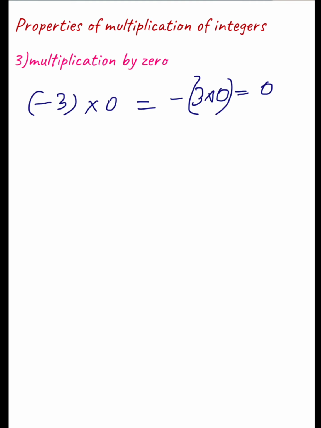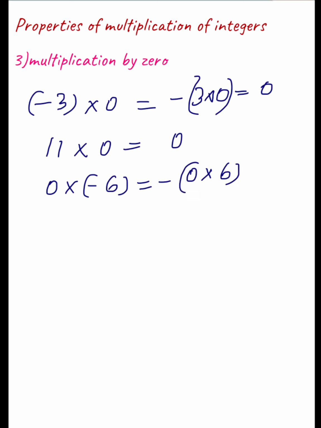Okay. Now let's take any other. Let's take 11 and multiply this 11 by 0. Then what you will get? What is 11 into 0? 0. Now let's take any other number, say 0 into minus 6. What is the answer? 0 into 6. Negative sign, that means what? 0. Okay, so in all the cases you got 0.